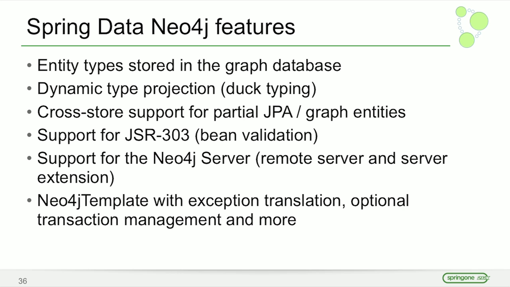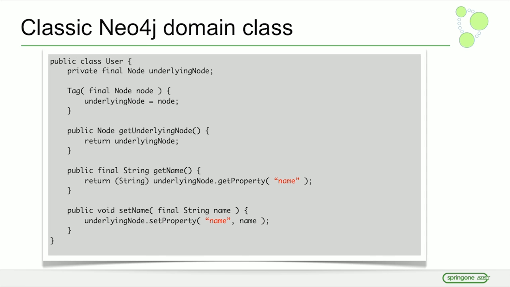And like any other Spring Data project, there's also a template available that gives you access to the lower-level methods as well. So back in the old days, like really 5 years ago or so, a pattern for how to implement a domain class in Neo4j looked like this. Don't do that. Don't try it at home, right? It's a thing of the past.